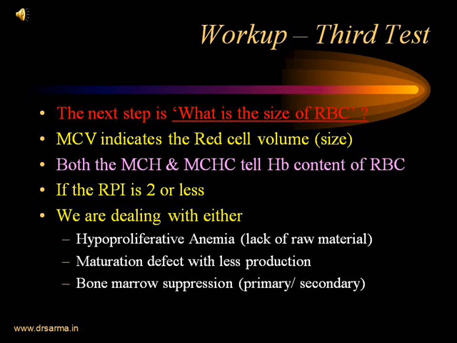Then the question is, this hypoproliferative anemia, is it due to lack of raw materials? Is it due to maturation defect with less production? Is it due to bone marrow suppression, either primary or secondary? Is it microcytic anemia? Is it macrocytic anemia? Is it hypochromic? Is it normochromic or hyperchromic? These can be answered by looking at the cell size and the cell saturation of hemoglobin.